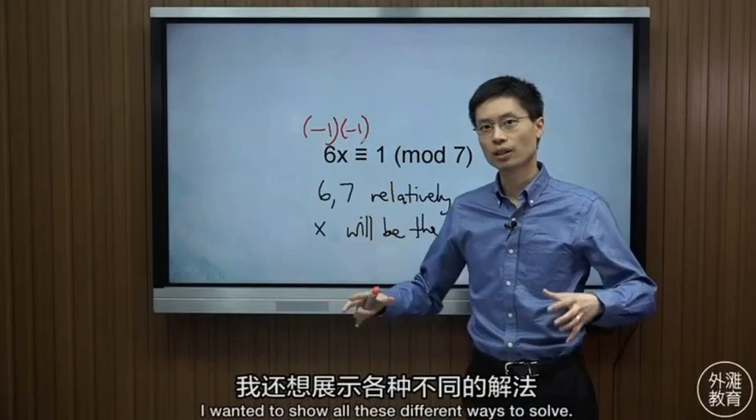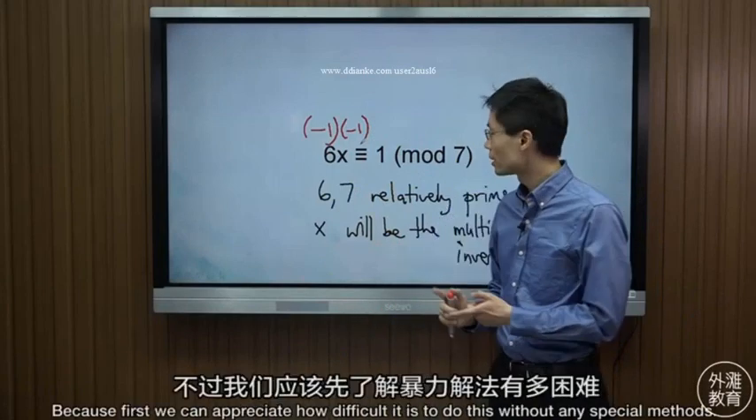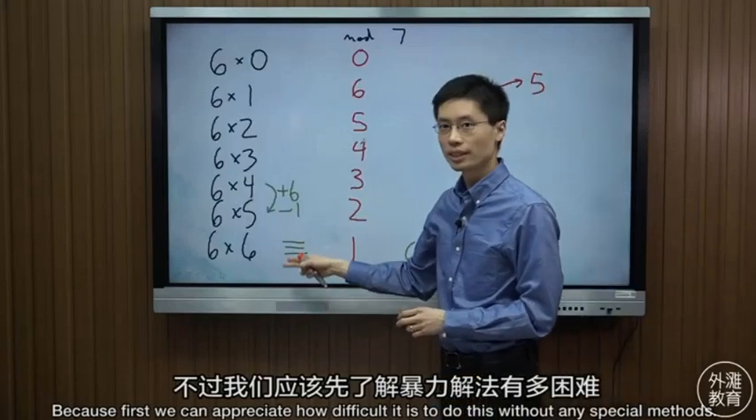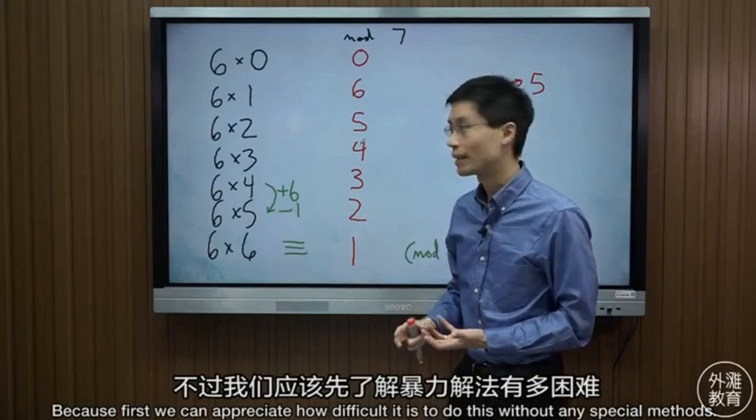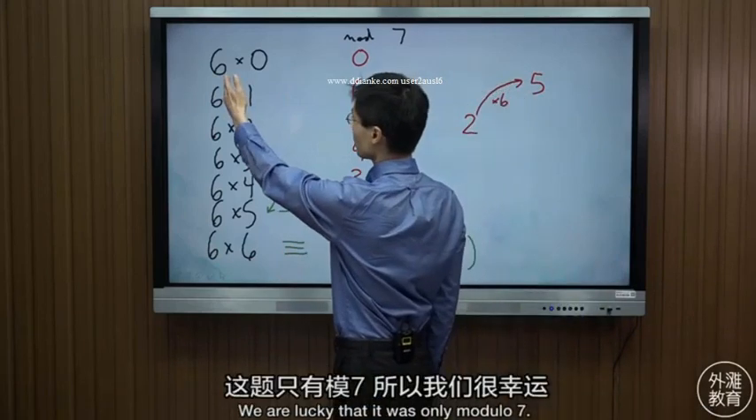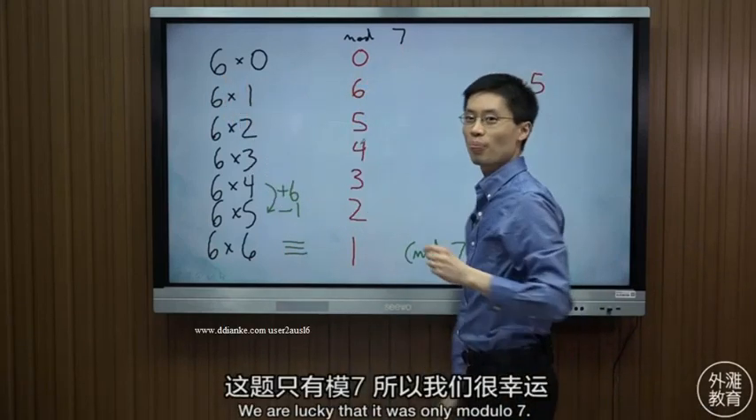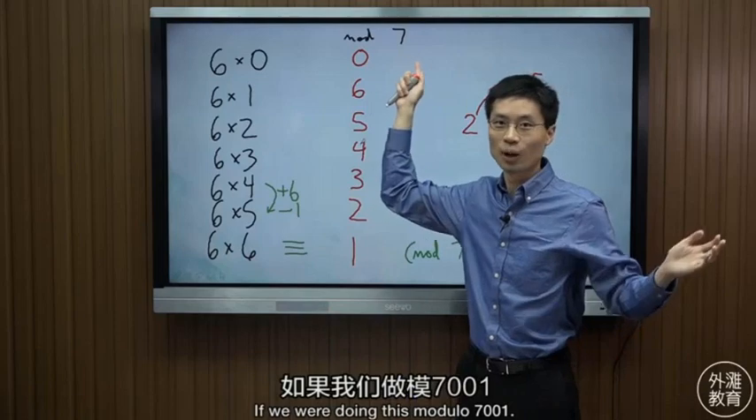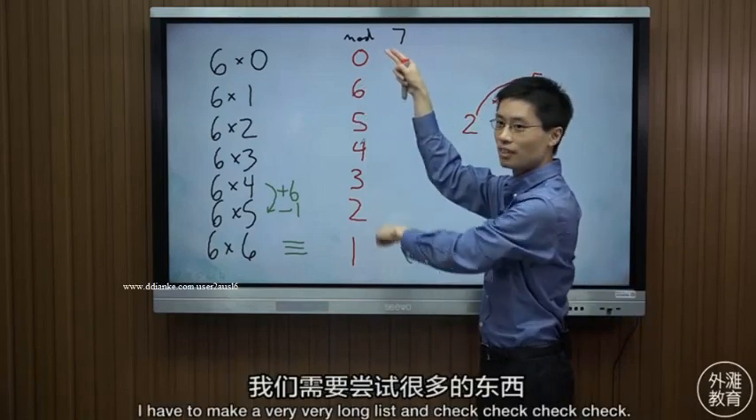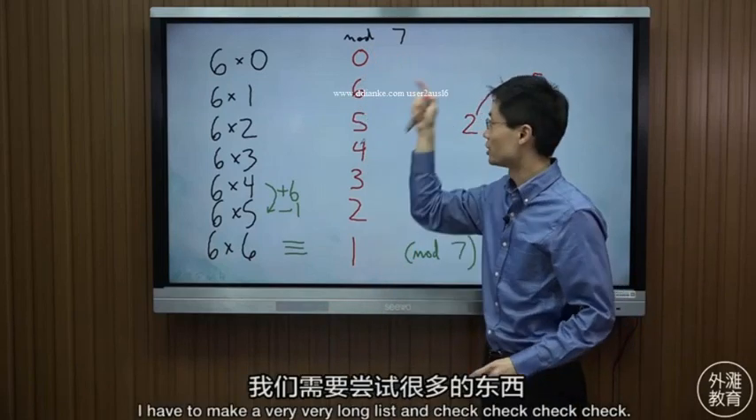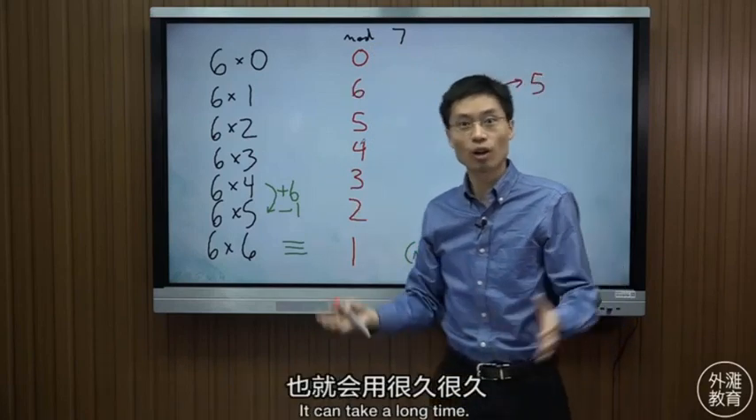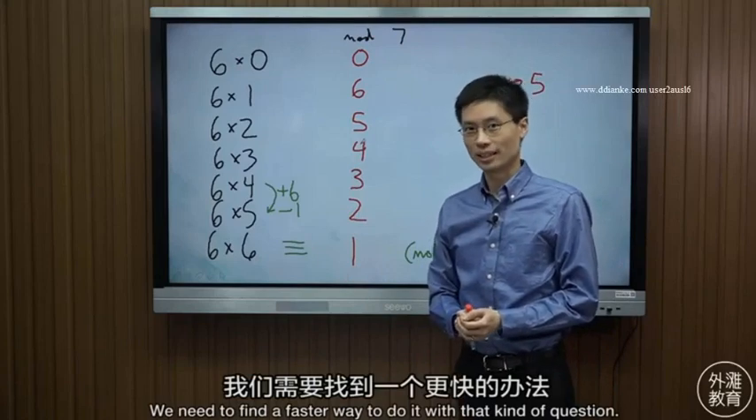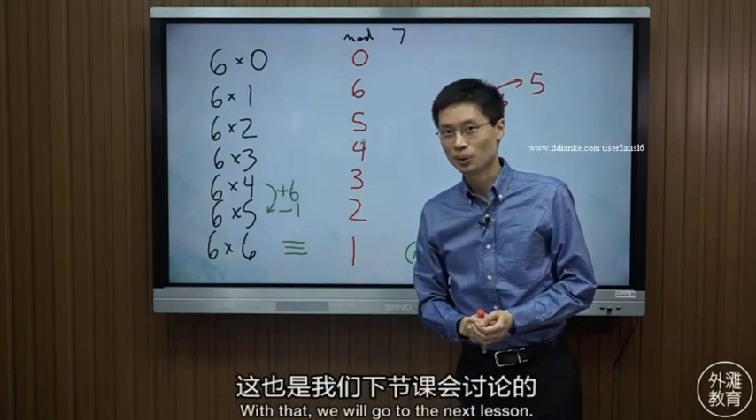I wanted to show all these different ways to solve, because first, we can appreciate how difficult it is to do this without any special methods. We are lucky that it was only modulo 7. If we were doing this modulo 7001, I might have to make a very, very long list and check. It could take a long time. We need to find a faster way to do that kind of question. For that, we'll go to the next lesson.